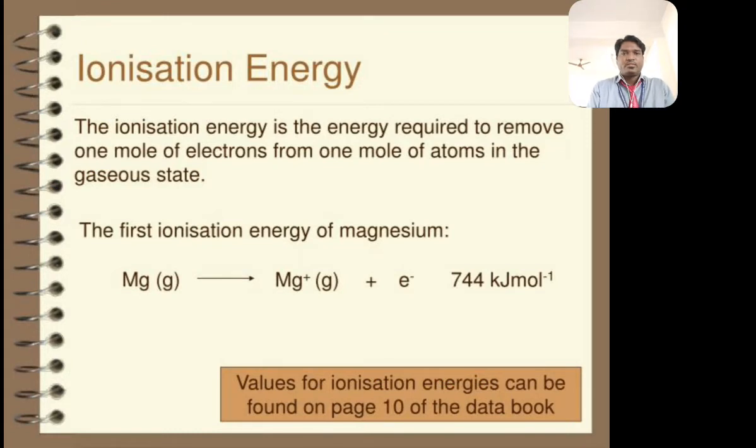Ionization energy. Ionization energy is the energy required to remove 1 mole of electrons from 1 mole of atoms in the gaseous state. The first ionization energy of magnesium: Mg loses 1 electron, and the energy is 744 kilojoules per mole.